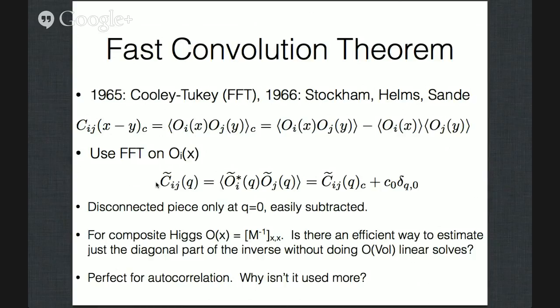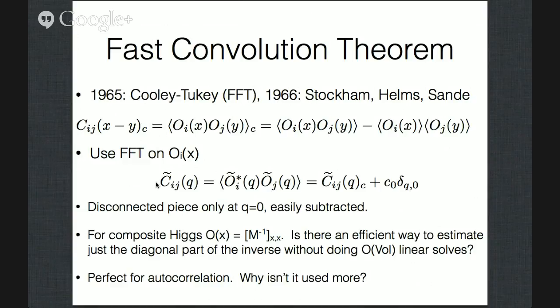Oftentimes also we want to subtract off what we call the disconnected piece, this is another use of the word disconnected. We want not the full two-point function, but just the connected two-point function. So we calculate the vacuum expectation value of the operator itself. In some sense, this is just getting rid of the translationally invariant constant that would come.